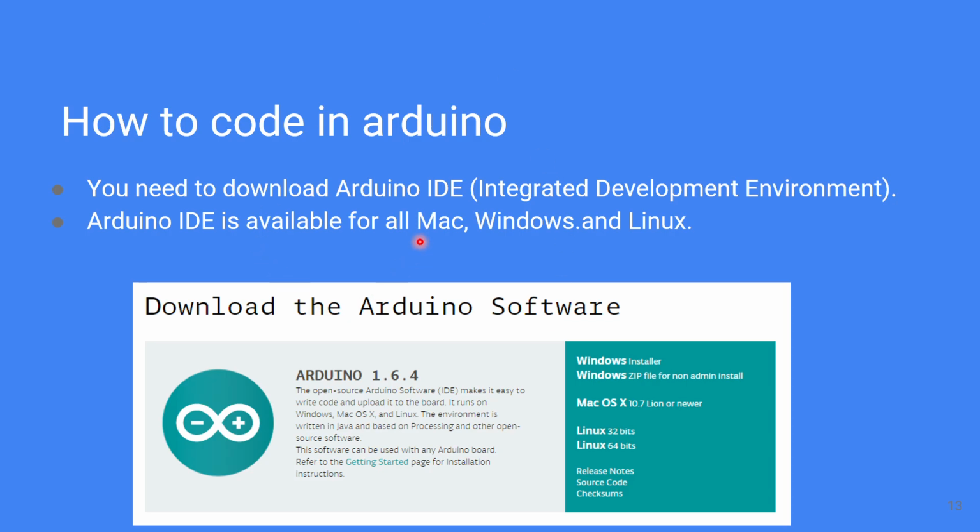Now, how are you going to code the Arduino? Basically, you have an open source Arduino IDE, which you can download. If you Google Arduino IDE, you can get the latest version. Maybe this is not the latest version, you have to look for it. And you can also simulate the Arduino system in TinkerCAD, which we will see later on.